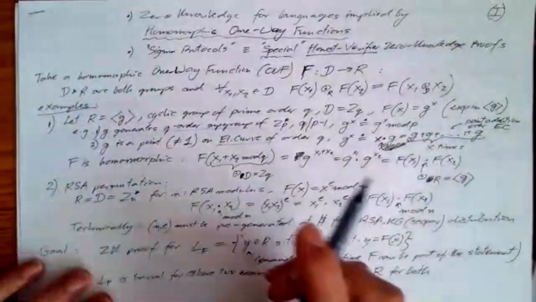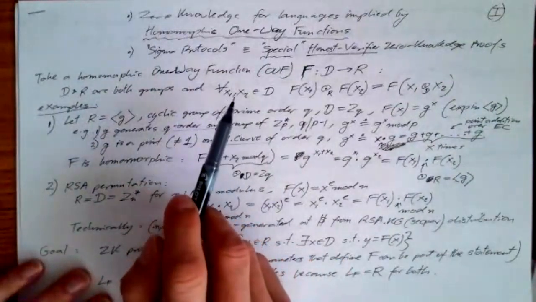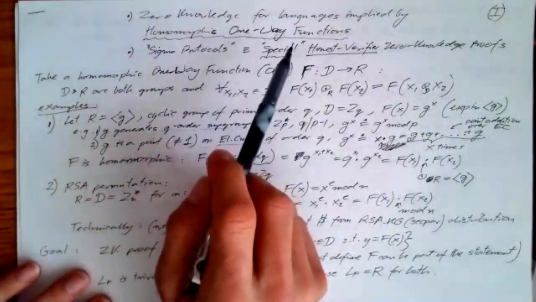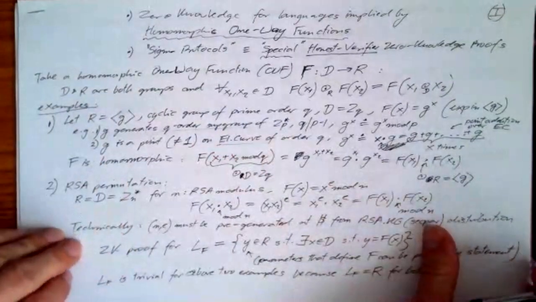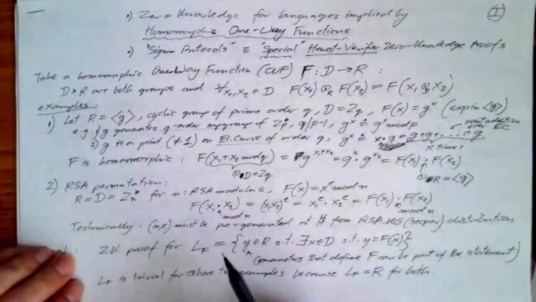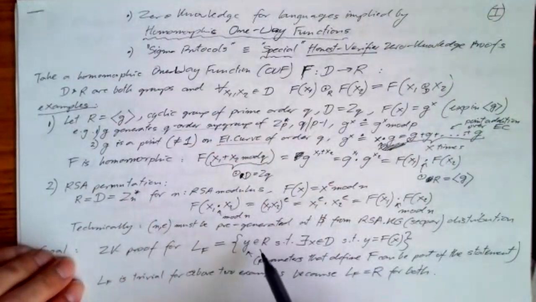Hello to everyone. Today I'll continue with zero knowledge for classes of languages that we looked at last time, for statements involving one-way functions, homomorphic one-way functions, and the language of values in the function range, which are images of some points in the domain under this function, right?